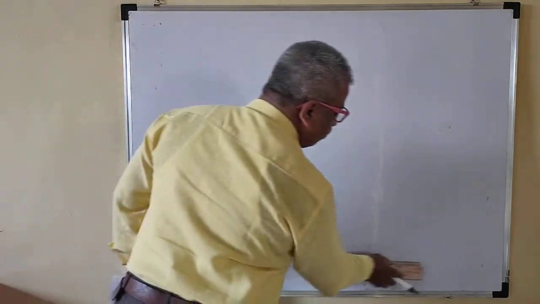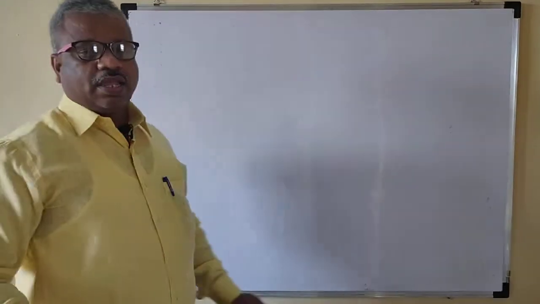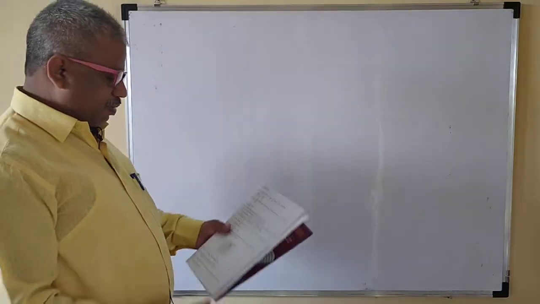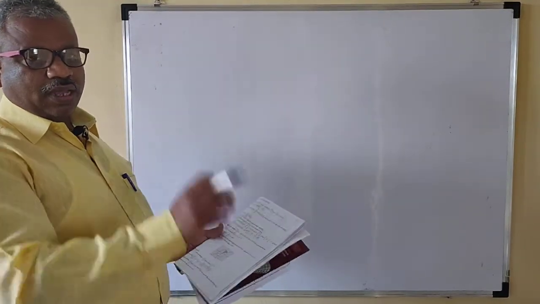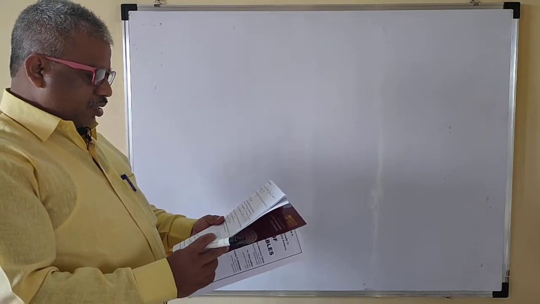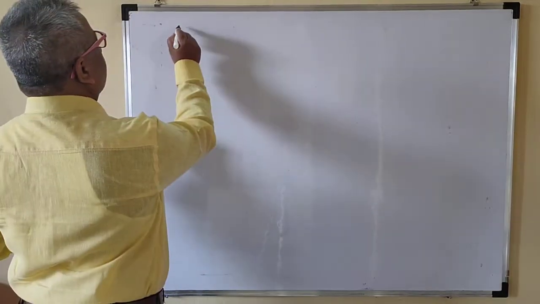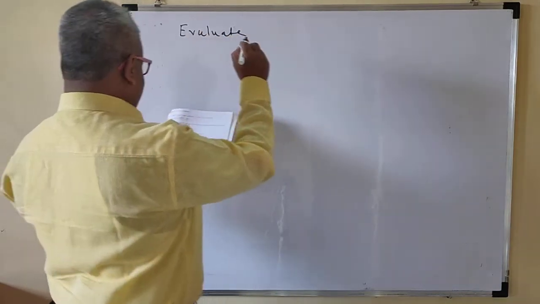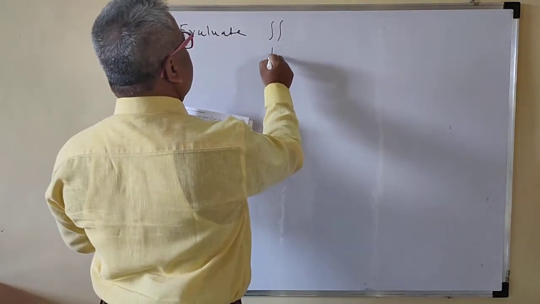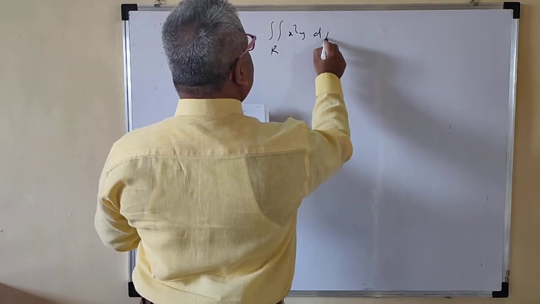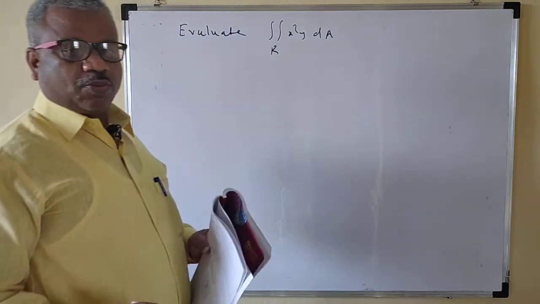So when the polar form is applicable, if we have a circular region, then only the polar form is applicable. Otherwise, for a parabola or an ellipse, the polar form is not applicable. Okay, evaluate the next problem: evaluate the double integral over R of x squared y dA. We have to apply the polar form on this.